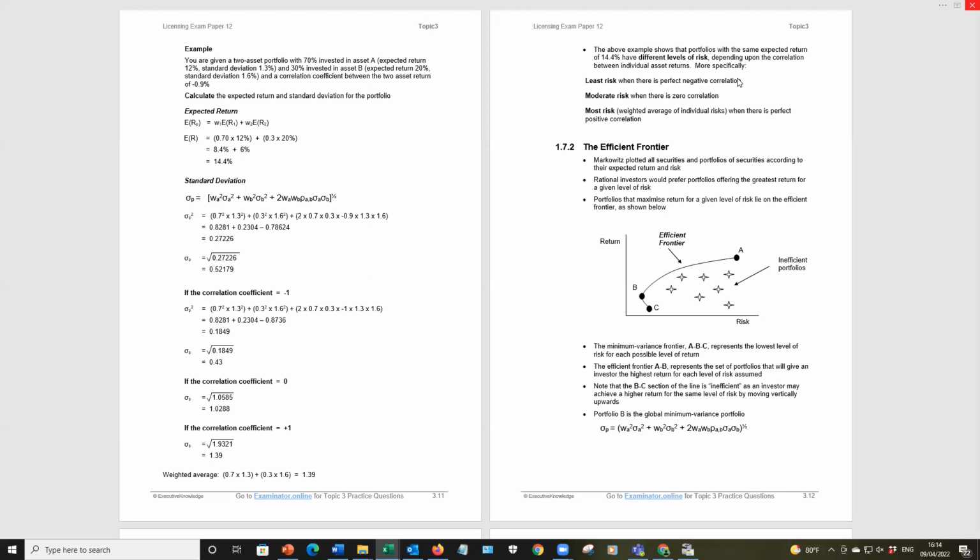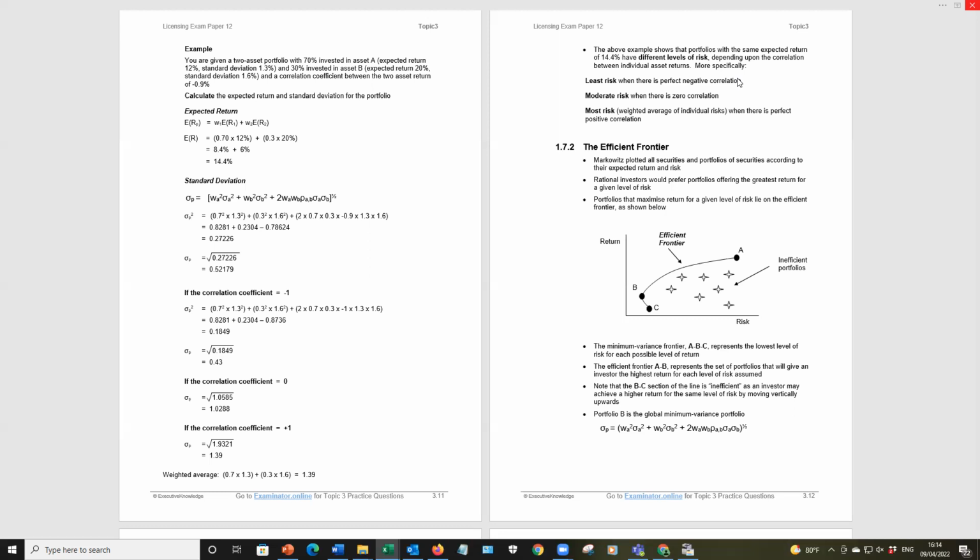And then if we look at a correlation coefficient of +1, we put +1 into the formula, run the numbers again, we get a standard deviation of the two-asset portfolio of 1.39. Now that is the highest standard deviation. And we cannot go any higher because just below it, you will see that a weighted average of the two standard deviations is 1.39. In other words, if we've got a correlation coefficient of +1, there is no benefit of bringing those two assets together in terms of reducing the standard deviation of the portfolio.